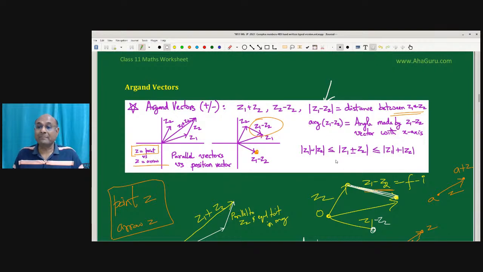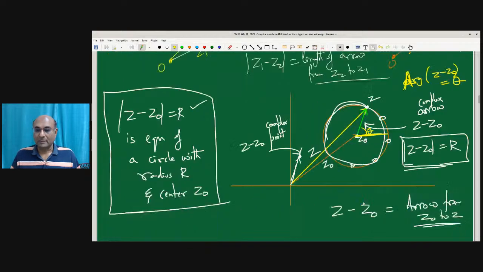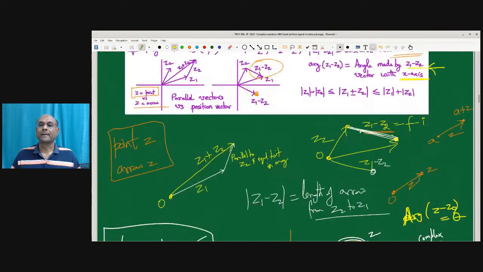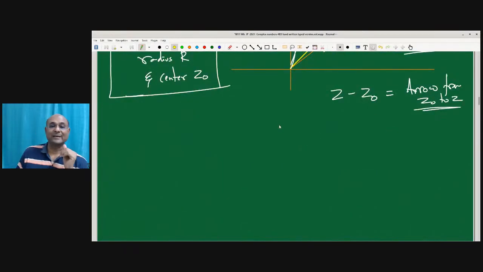What is the argument? It is the angle made by that arrow with the x-axis. So the argument is the angle made by Z1 minus Z2 with the x-axis. So this angle is the argument of Z minus Z0. Capital R, small r doesn't matter. That is the argument with the positive x-axis. Well, the x-axis is here, so you must bring the x-axis here and then take the angle. Understood? So from this you can derive a lot of things, right?